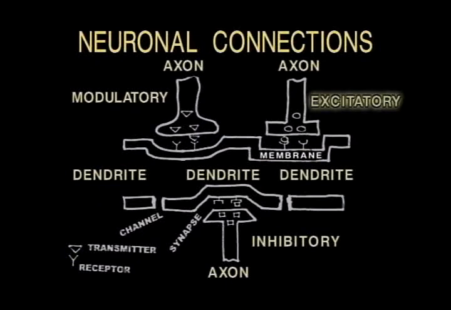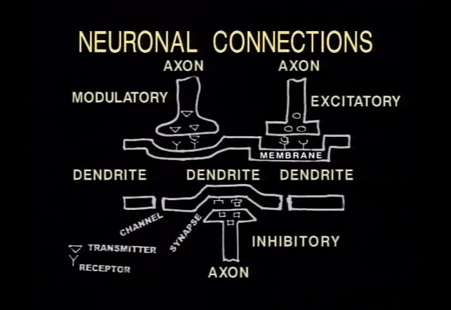Excitatory transmitters, here, cause the dendrite to fire. Inhibitory transmitters, here, lessen the chance of firing. And neuromodulatory transmitters control the rate and likelihood that the dendrite will fire. Some synapses are linked to channels, which are pores in the lipid membrane that allow charged particles to flow in and out of the cell.